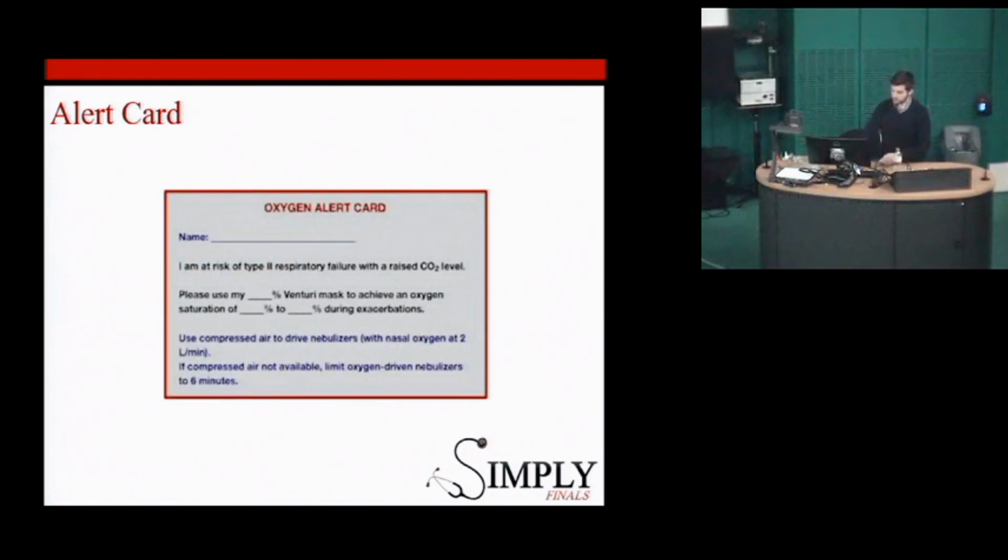Cool. Some patients will have these oxygen alert cards which will tell you what type of respiratory failure they have and what Venturi they should use. Makes life really easy. Still, if they come in really unwell, then you need to give oxygen, but you can have a slightly lower threshold to putting them on a Venturi.